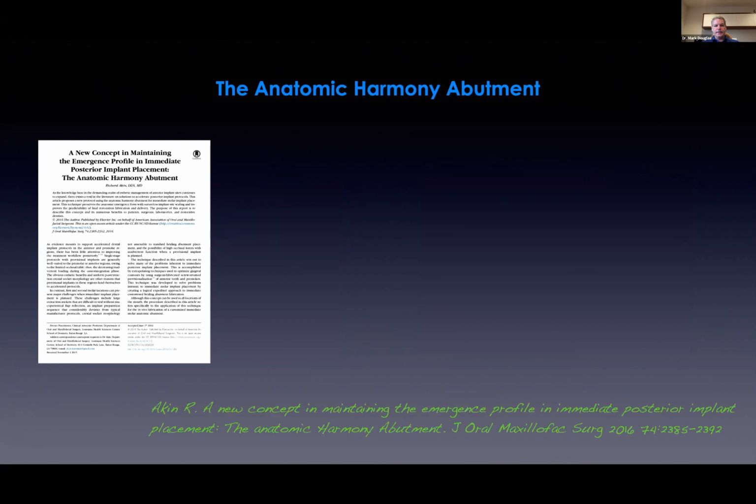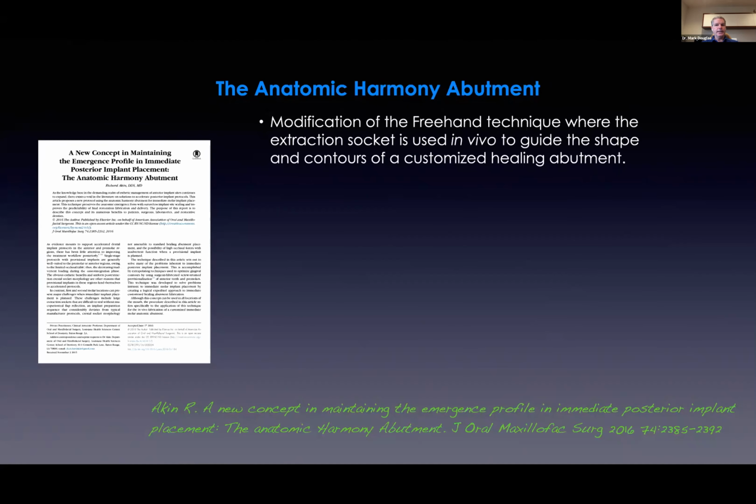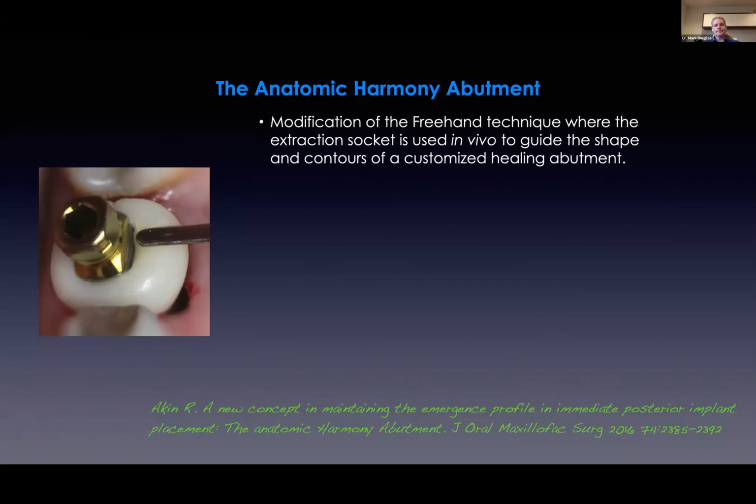And the next way to do this is the anatomic harmony abutment. This is something that the surgeon can do quickly during the surgery before he places his bone graft. So what it is, it's a modification of the freehand technique where the extraction socket's used in vivo to guide the shape and contours of a customized healing abutment.